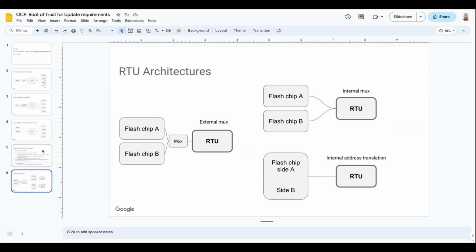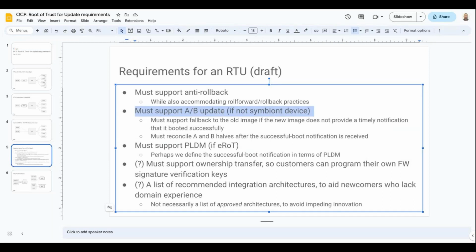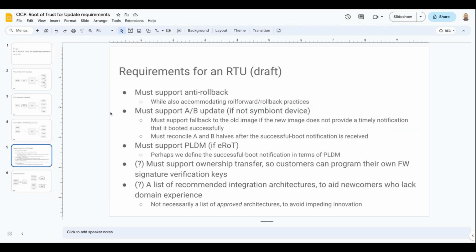So I guess the question to the group is, does this seem like a reasonable list of requirements? Are there ones that we don't need? We talked about, thanks for the feedback, that you might not need this if it is not a symbiote, or if it is a symbiote device. Clarify that. Any other thoughts on this list as it exists?